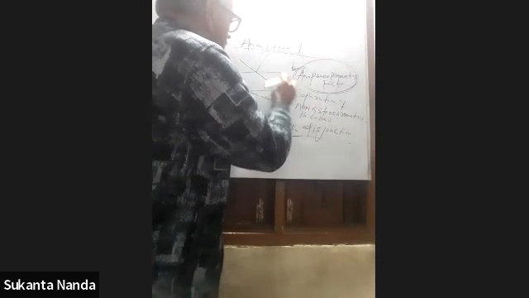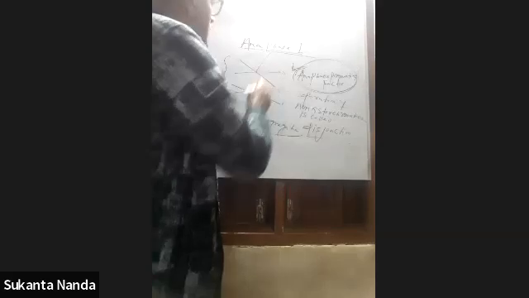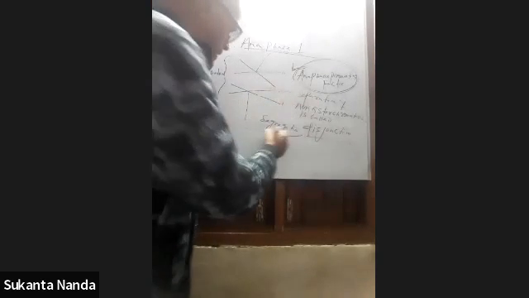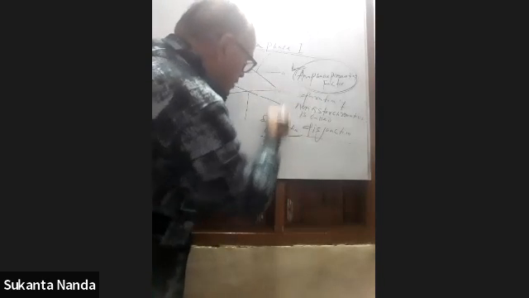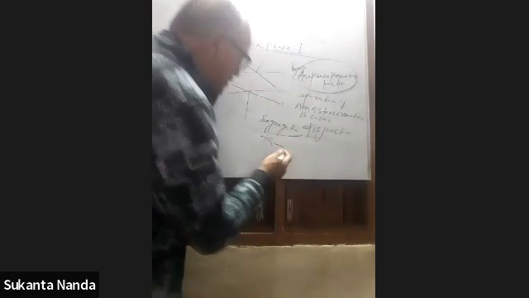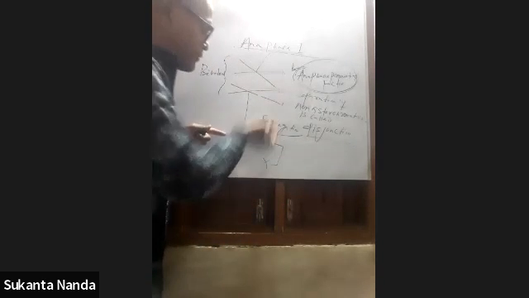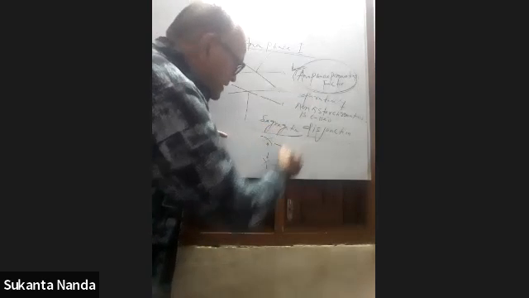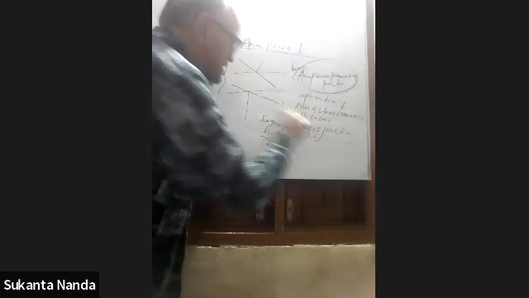Remember that the separation of non-sister chromatids is called disjunction, the process of how they become separated. That is one chromosome, that is another chromosome. But in this case, when one chromosome goes up, another chromosome goes down. This type of placement is called segregation.